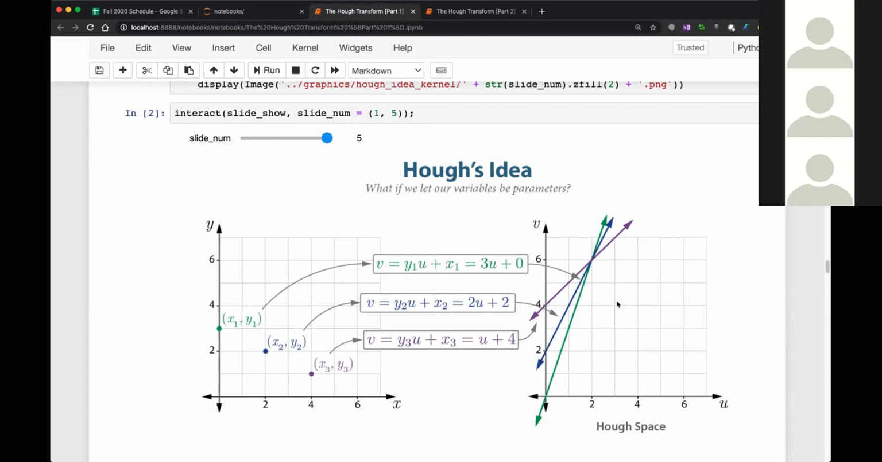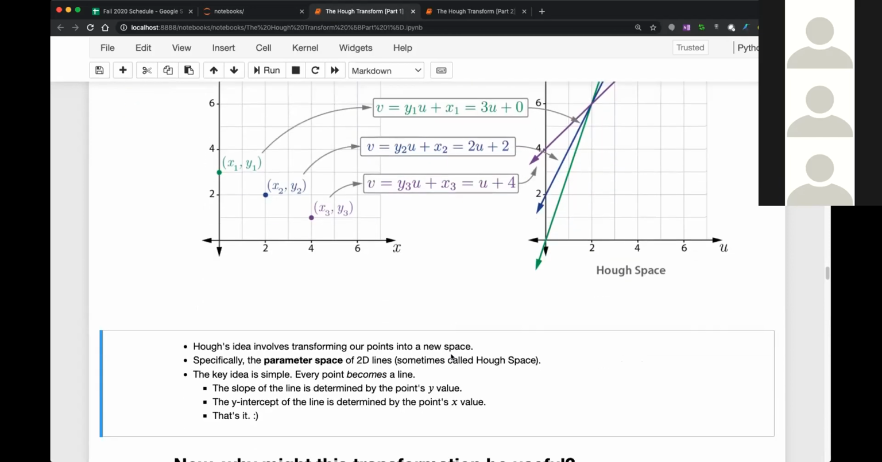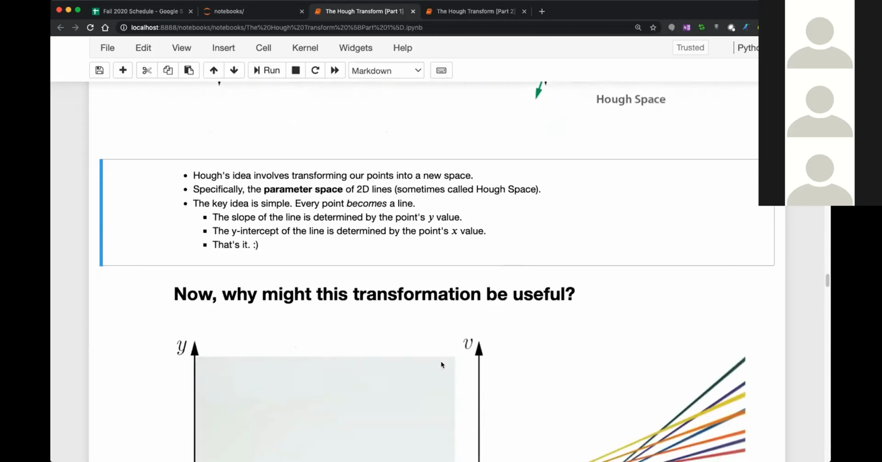I don't know how Paul Hough thought of this. I never would have thought of this, ever. So it seems like collinear points in Cartesian space intersect at a single point in Hough space. And maybe we can use that to find lines. That's the whole idea here. That is the whole idea of the Hough transform.